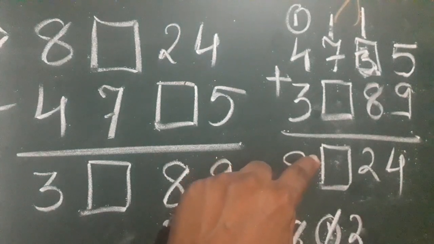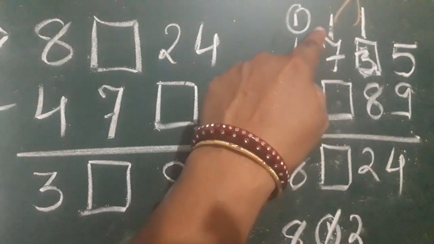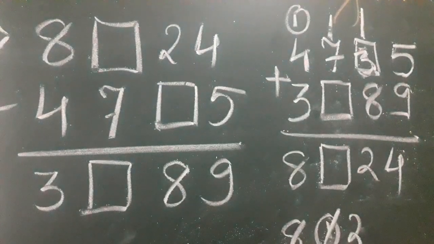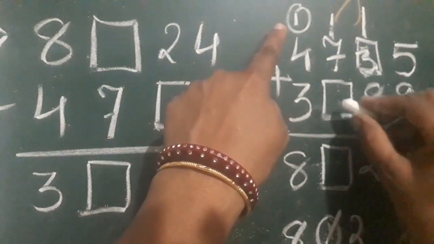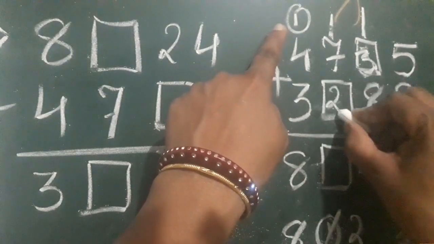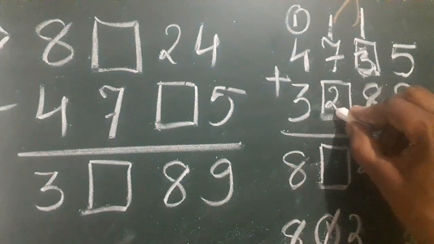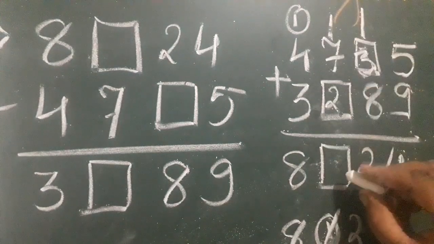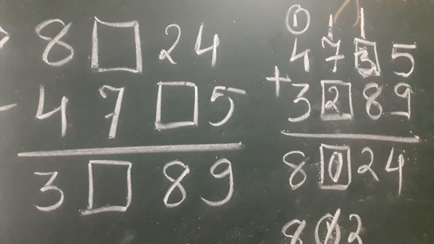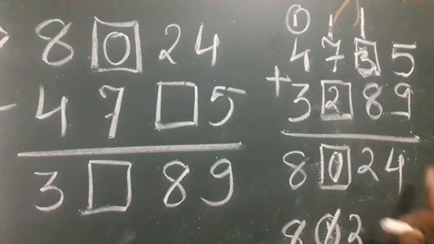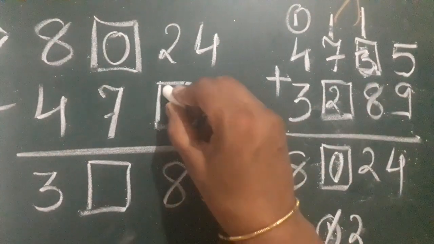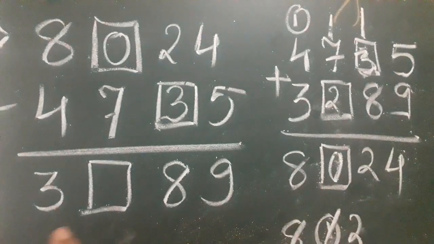Now when I write 2, then what happens? 7 plus 1, 8 plus 2, 10. So in 10, 1 is the carryover. Fine. So write here 2. So here 7 plus 2, 9 plus 1, 10. So here this is 0. So here 8, 0, 2, 4. Okay, 4, 7, 3, 5. And now you have 3, 2, 8, 9.